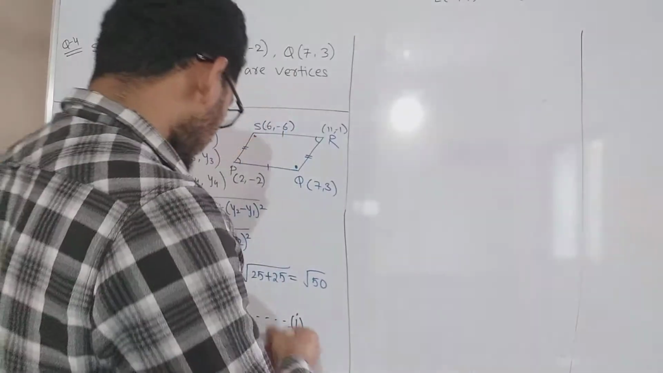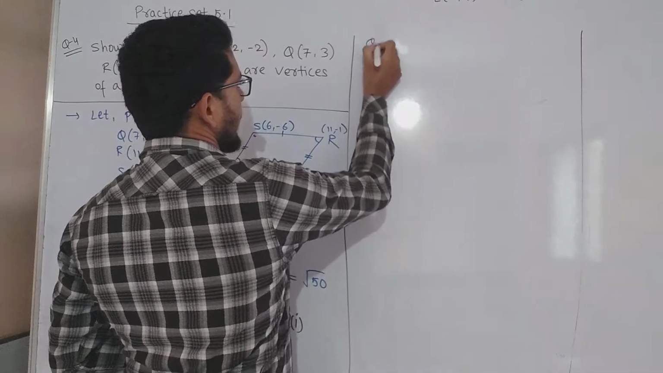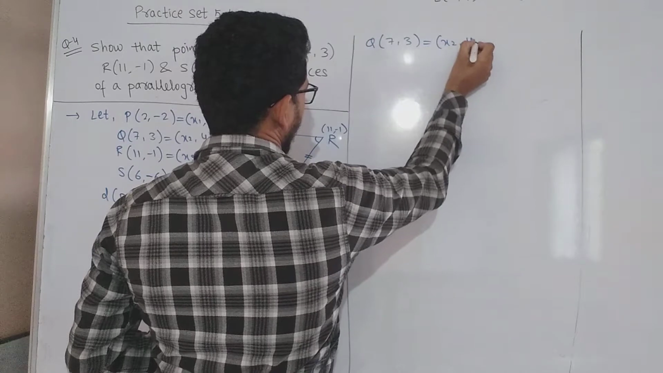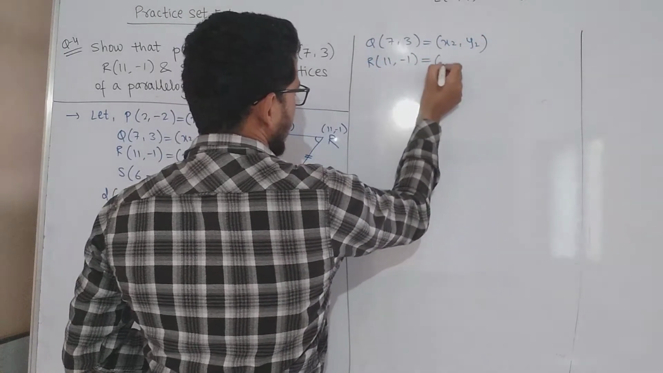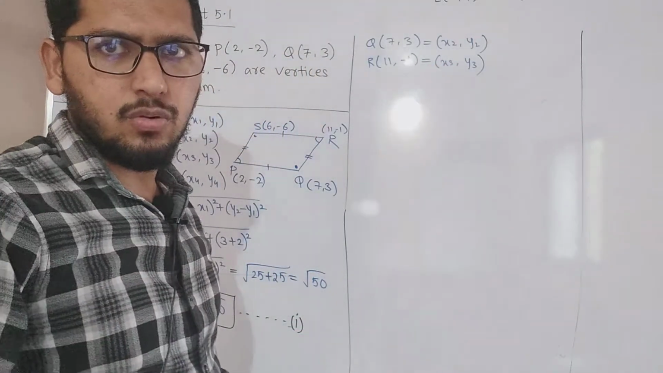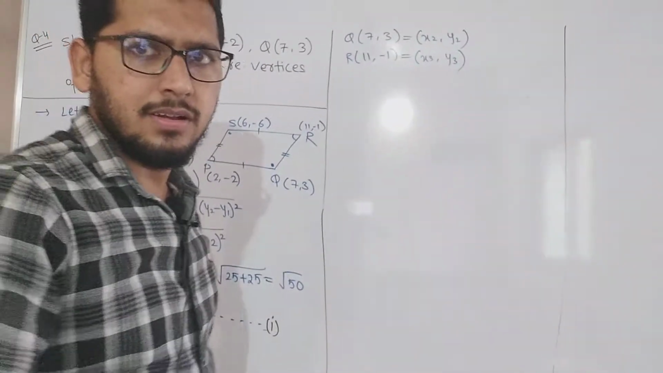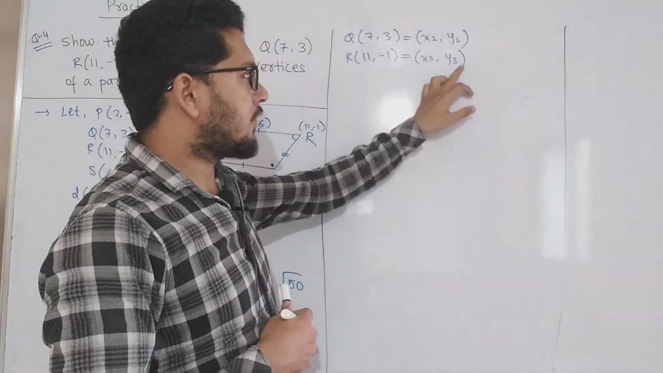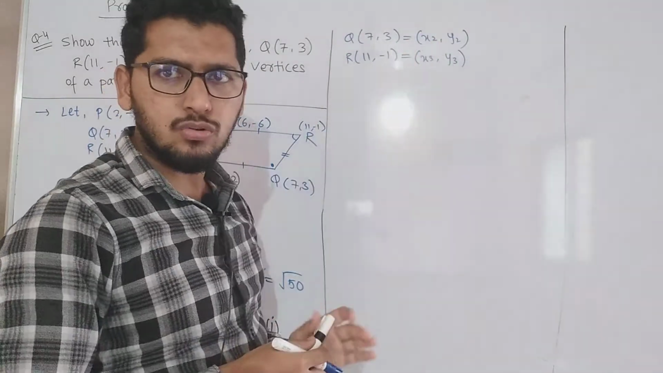So here first we will write coordinate of Q. Coordinate of Q is (7, 3), that is x2, y2, and R is (11, -1), that is x3, y3. So we have written the first coordinate Q and R. Q is (7, 3), R is (11, -1). So x2, y2, x3, y3. Now how to write the formula? The formula will become (x3 minus x2) whole square plus (y3 minus y2) whole square.